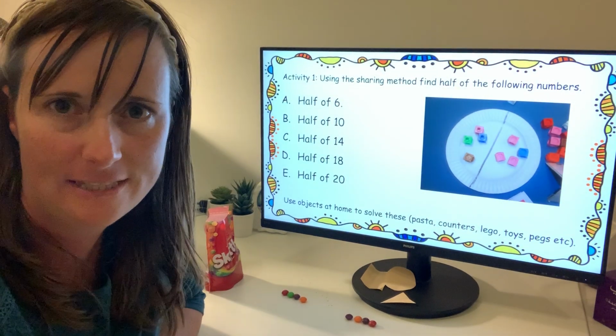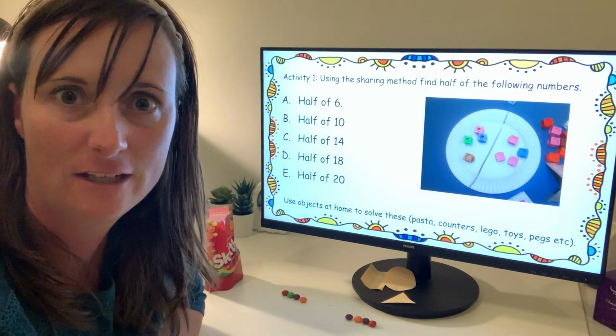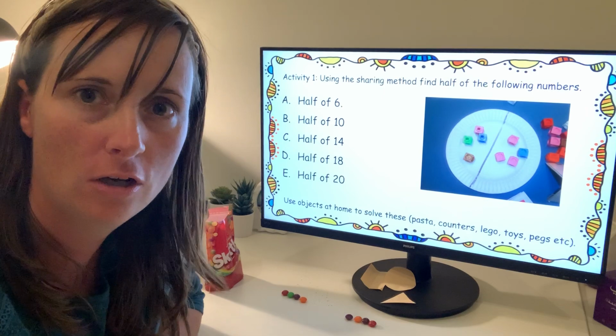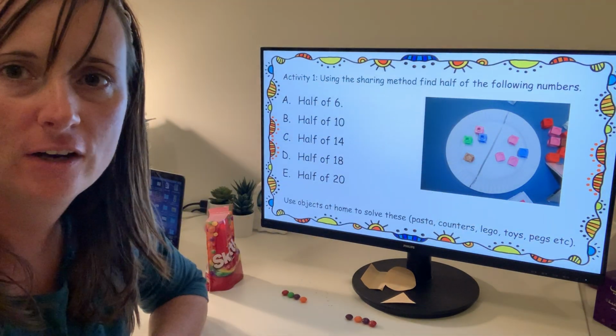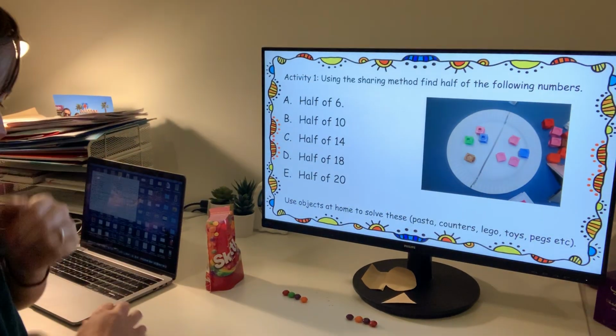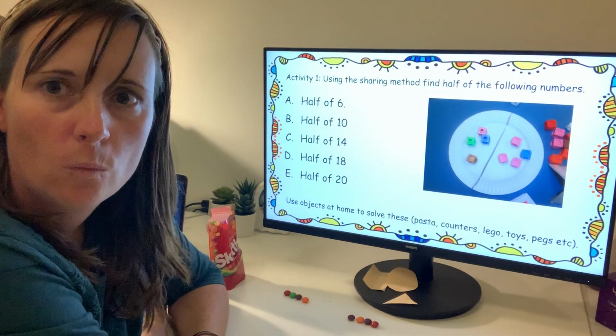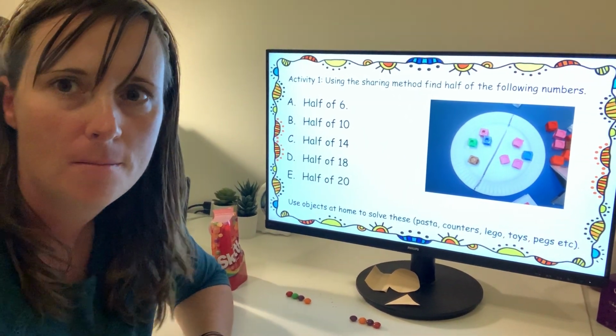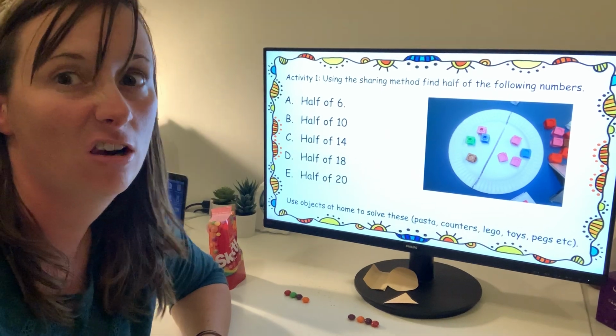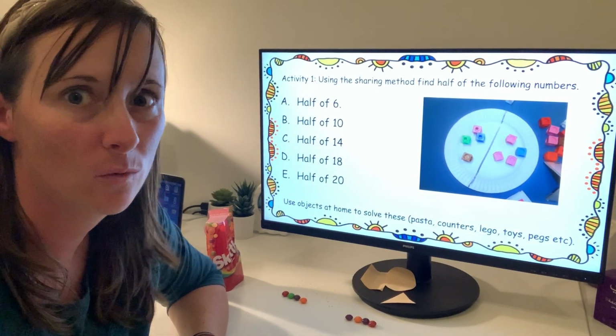So I want you first today to go and have a go using Lego, pasta, whatever you've got at home that you can have a go at finding half of. Once you've done that, we're going to move on, because being able to move objects makes things a lot easier. But that's not always the way, I'm afraid.